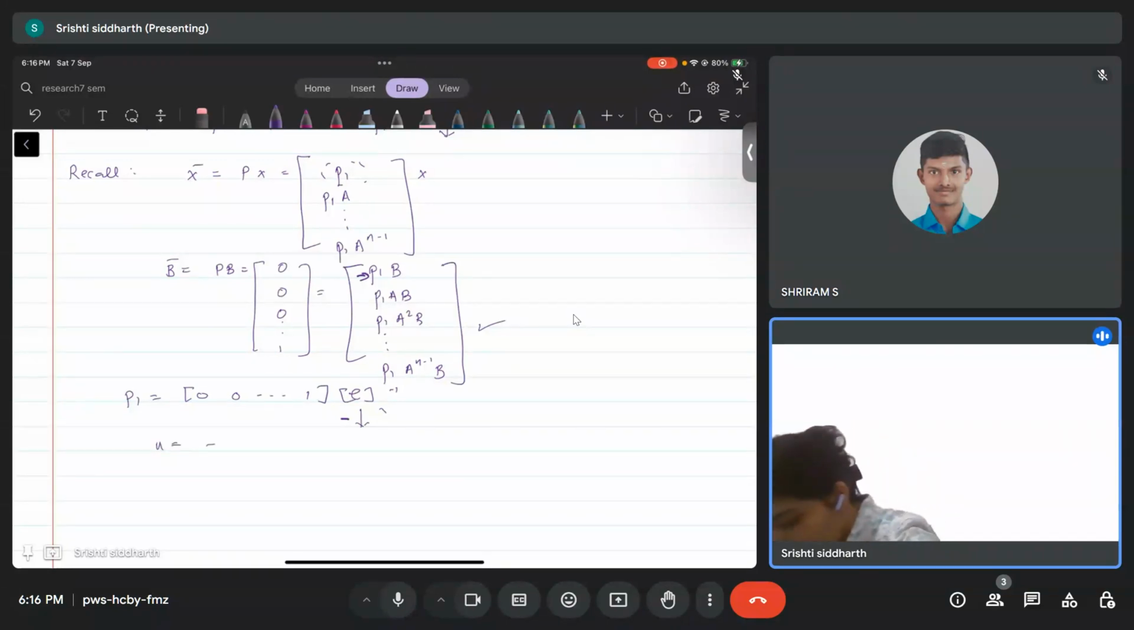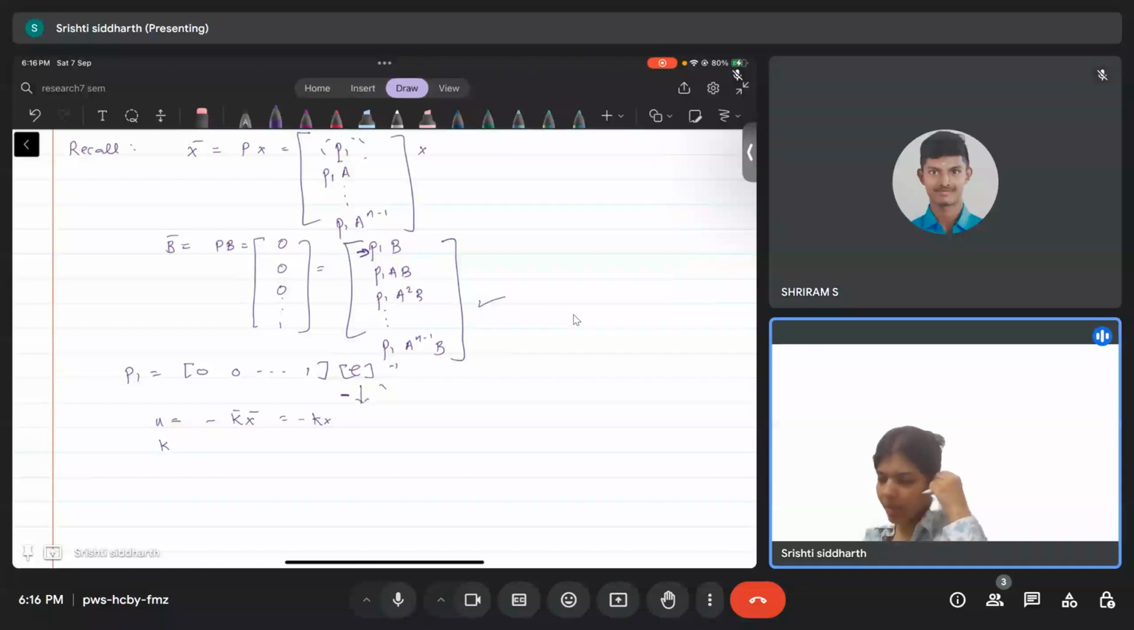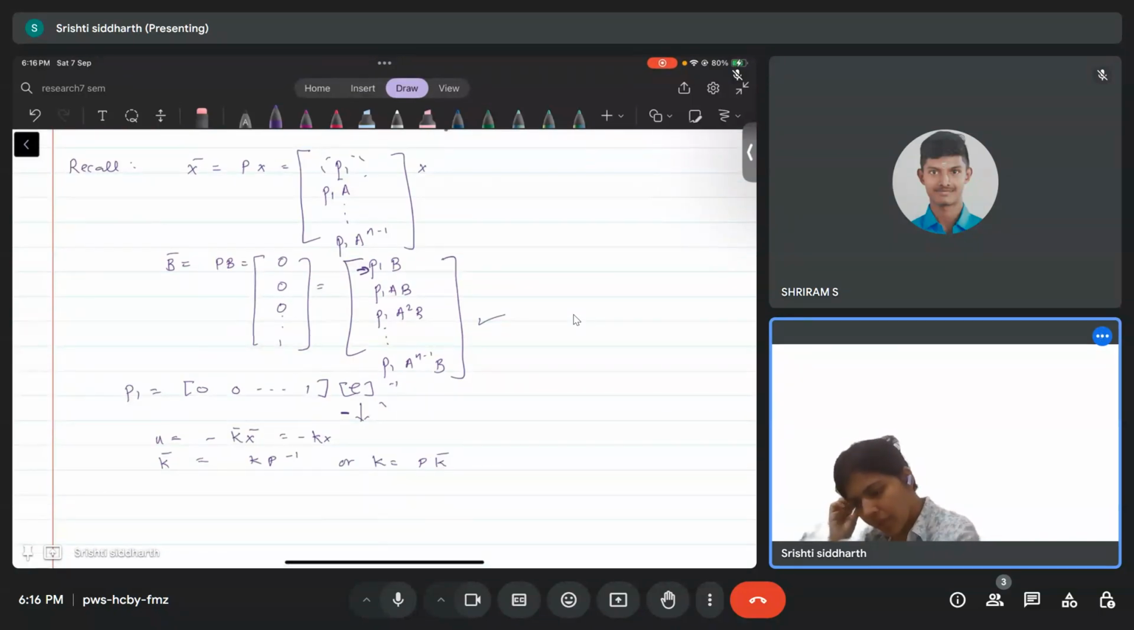If you have this P1, then you have the states x bar. Then the control u is going to be minus K bar x bar. And in the original dynamics, we have minus Kx. So the relation between K bar and K is the multiplication by P inverse, or K is equal to K bar times P. So you design the controller for the controllable canonical form, and then you use the transformation to get the controller for the original system. Okay.